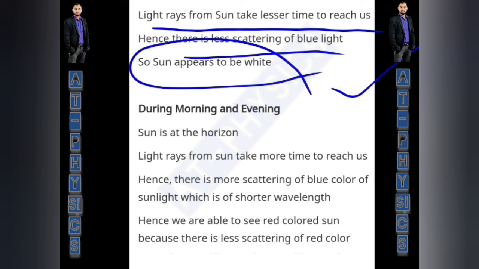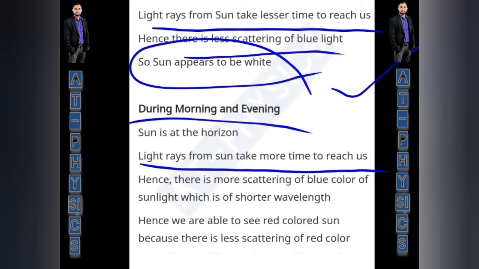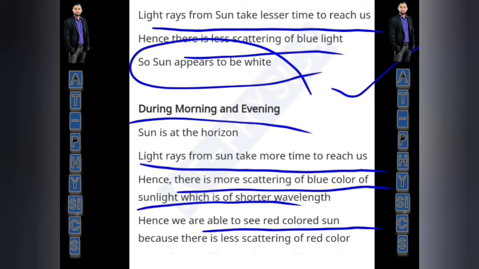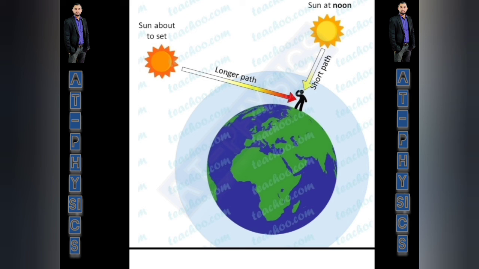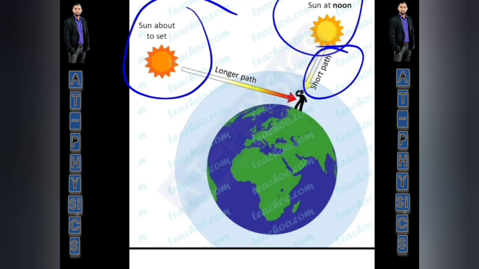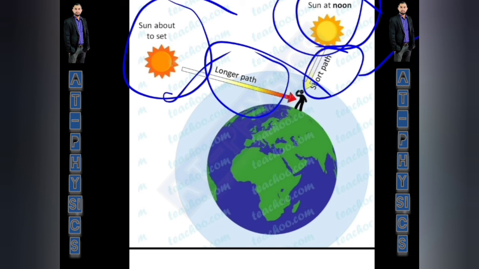Same thing, during the morning and evening, why does the sun appear reddish? Light rays from the sun take more time to reach us, hence there is more scattering of the blue color of sunlight, which has a shorter wavelength. Hence we are able to see a red colored sun, because there is less scattering of red color. Red color has a longer wavelength, so that's why we see a reddish color of the sun during sunrise and sunset. At the time of noon we can see here the short path, and during sunrise and sunset it travels a longer path, so that's why it appears reddish, and at noon time we can see it as white color.